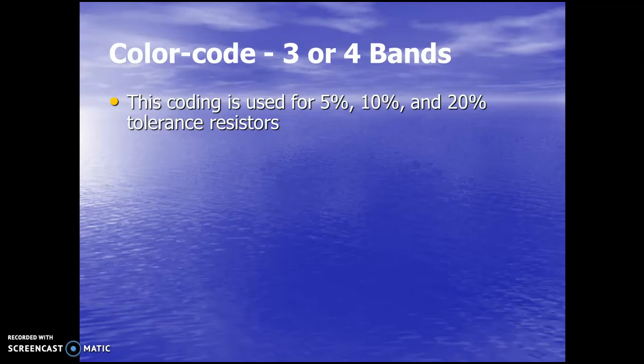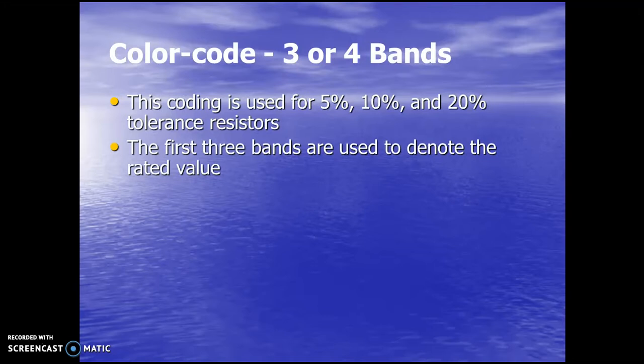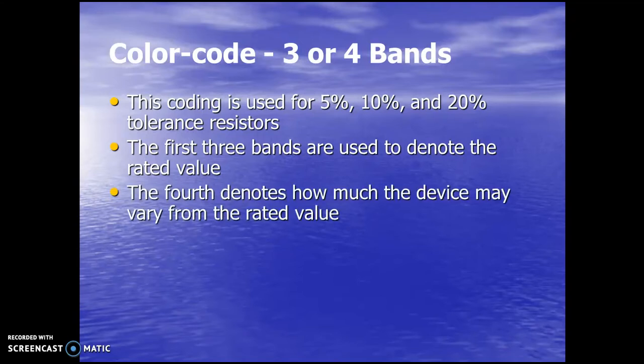The 3 or 4 band coding is used for 5, 10%, and 20% tolerance resistors. They're the cheap kind that are really just sort of the default to use in a classroom. They're not precision resistors. The first 3 bands are used to denote how much the resistor should have as a resistance, and the 4th denotes the variance from the rated value, how confident the manufacturers are that the resistance you see is the amount they intended.